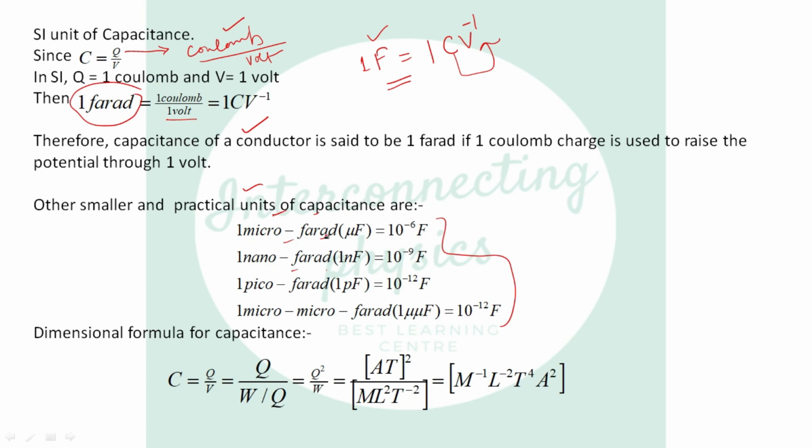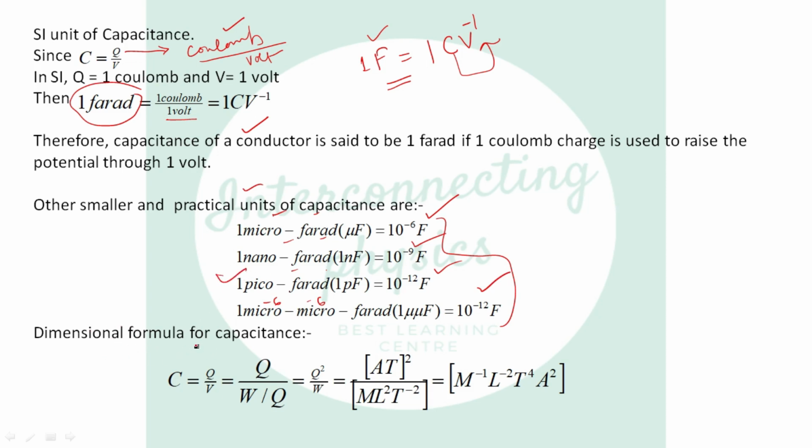1 microfarad equal to 10 raised to power minus 6 farad, 1 nanofarad is equal to 10 raised to power minus 9 farad, 1 picofarad is equal to 10 raised to power minus 12 farad. And 1 micro-microfarad is the same as picofarad, because 10 raised to power minus 6 times 10 raised to power minus 6 is 10 raised to power minus 12, which is equal to 1 picofarad.